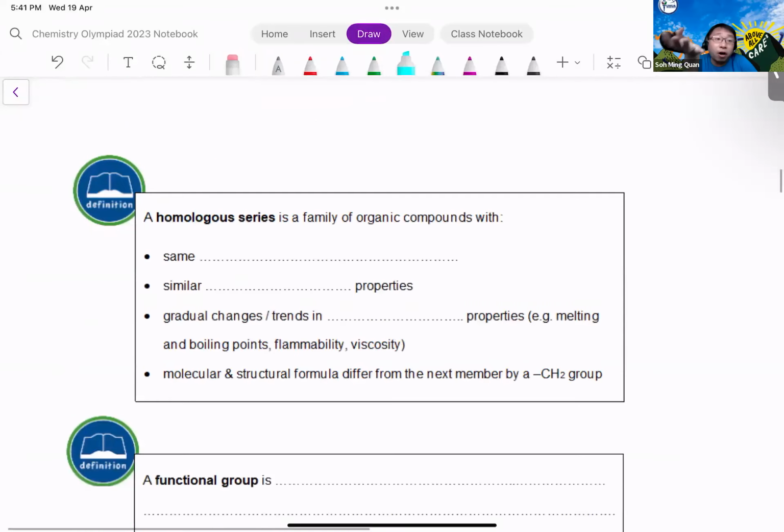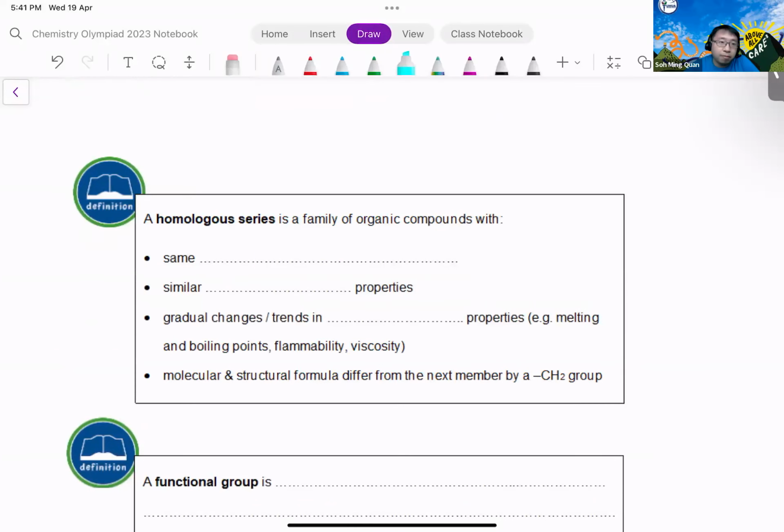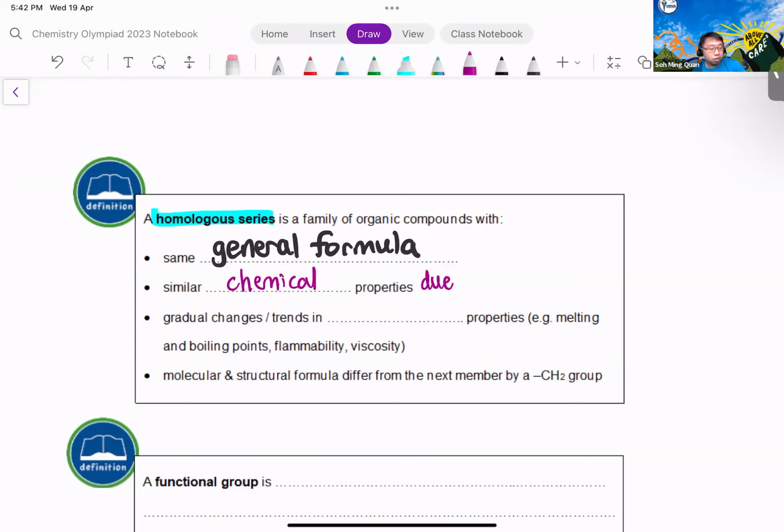Now, in the periodic table, you have groups. You learn the elements in the same group have similar chemical properties. Organic compounds don't have a periodic table that lists all of them, but organic compounds can be divided into families, and the families are called homologous series. So a homologous series is a family of organic compounds with the same general formula. Again, we will see what general formula is later. And they have similar chemical properties due to the same functional group.